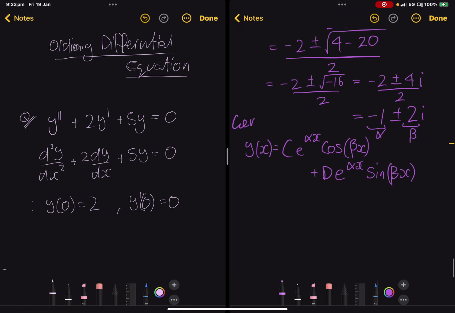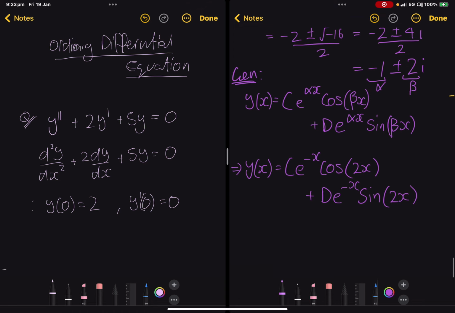So this means our general solution will be y of x is equal to c times e to the minus x times cosine of 2x plus d times e to the minus x times sine of 2x. So this is our general solution. Notice this has two unknowns in it. It has a c and a d, but this is the correct general solution.